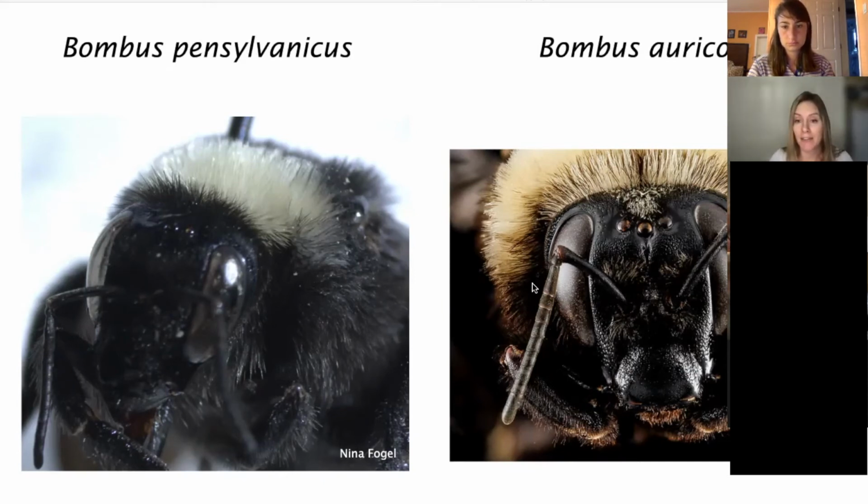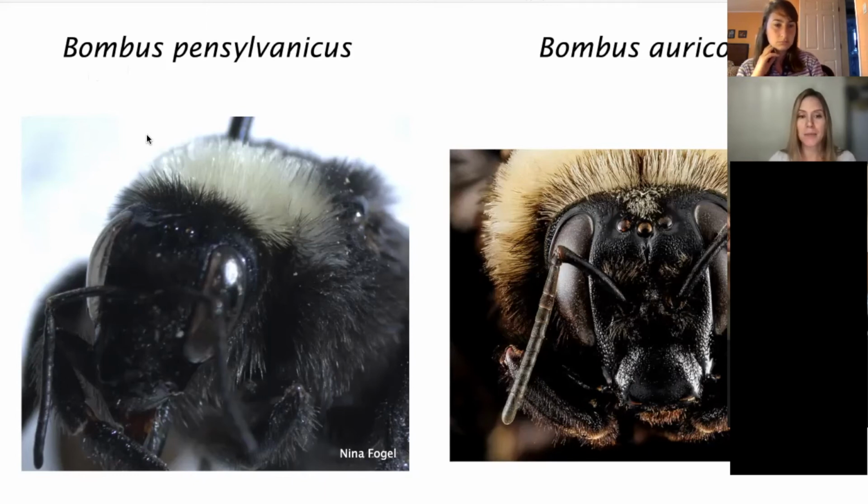Auricomis tends to have less yellow hair on the T1, but it can sometimes. Pennsylvanicus tends to have more black hair on the back of the thorax, but that can vary. So the headshot is really important for these bees because otherwise it's very challenging to tell them apart.